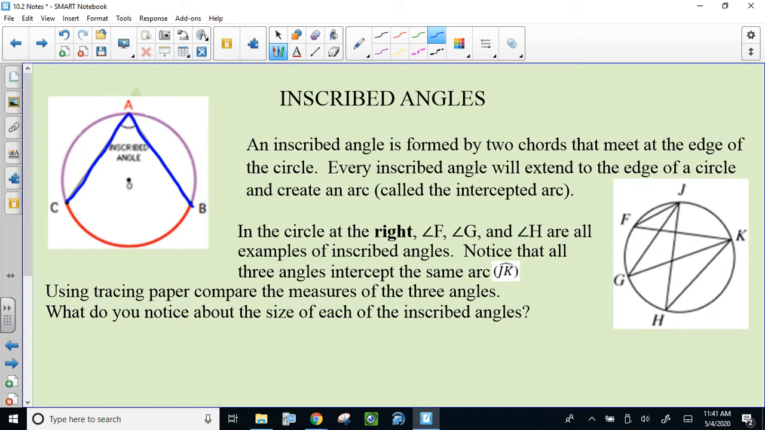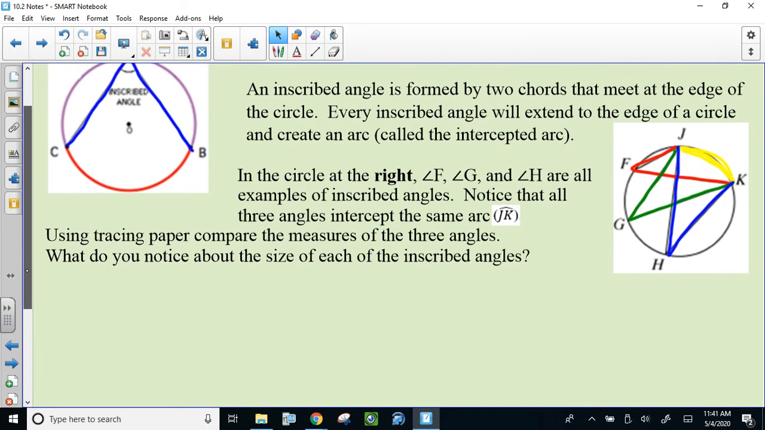So here we have in the circle at the right, angle F, G, and H. So F, G, and H are all examples of inscribed angles, and they all intersect the same arc, arc JK. So here's arc JK right there. And if we look, angle JFK intercepts that arc, angle JGK intercepts that arc, and angle JHK. You see how they all start and end with J and K. So they all intercept the same arc.